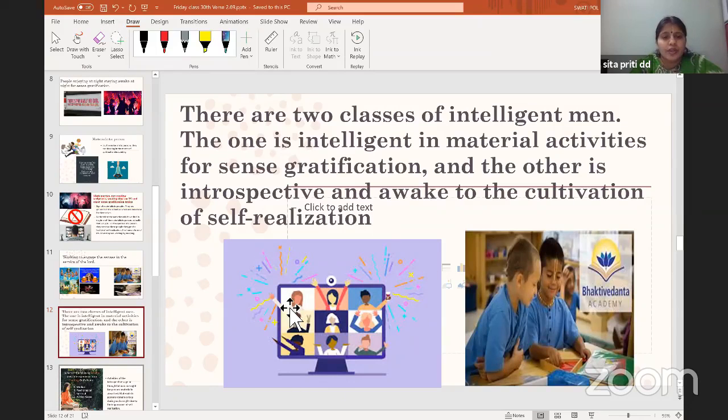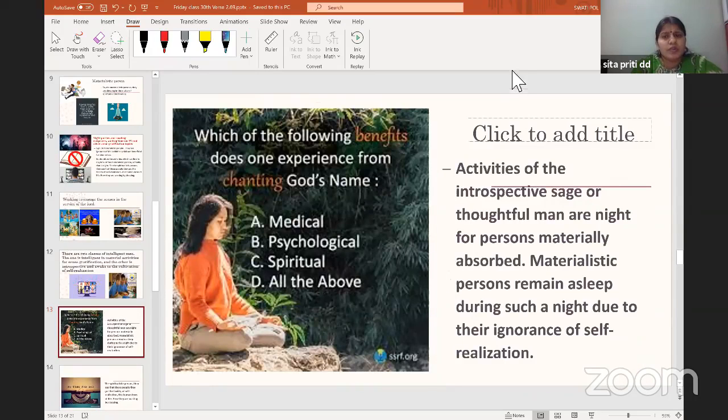Now, the next slide over here. See, so everybody might ask, you know what, Mataji, you're telling us to use our senses in the service of the Lord, you're telling us to chant, so what does it give me? What are the benefits I will get from it? So what do you feel are the benefits one can get from it? Vikhyat, can you read this?